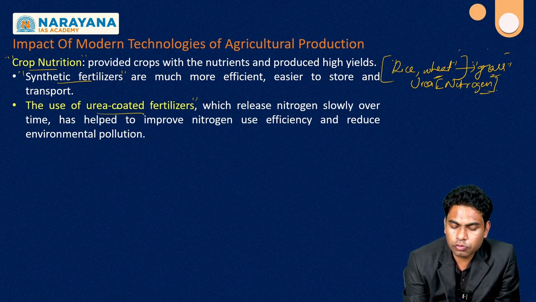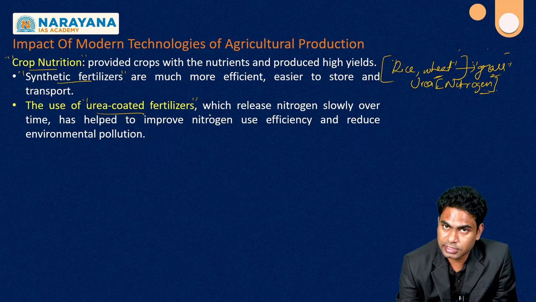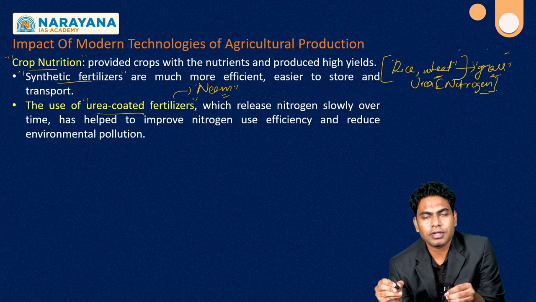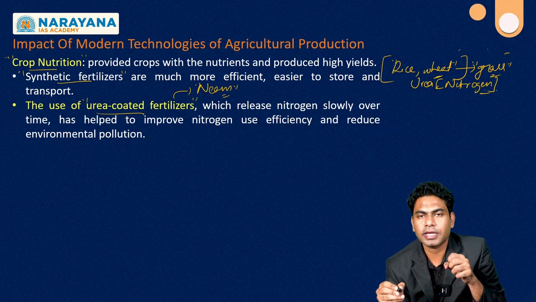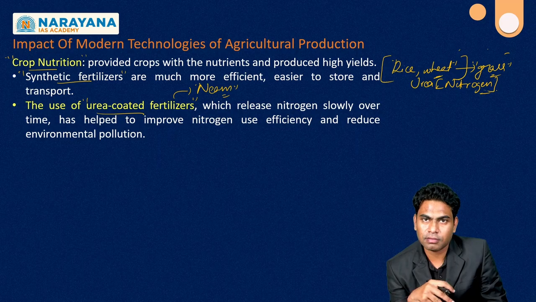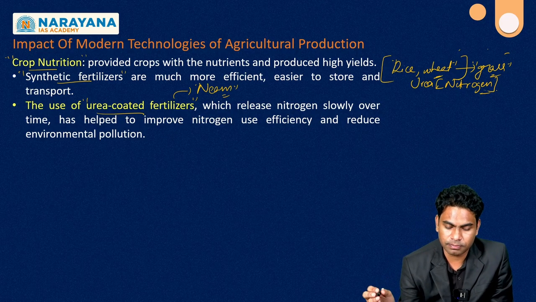Then we have the use of urea coated fertilizer as an example, where the urea is coated with neem, which we call neem coated urea, that slowly releases nitrogen, which will be taken up by whatever crops we are planting in the agriculture farm.